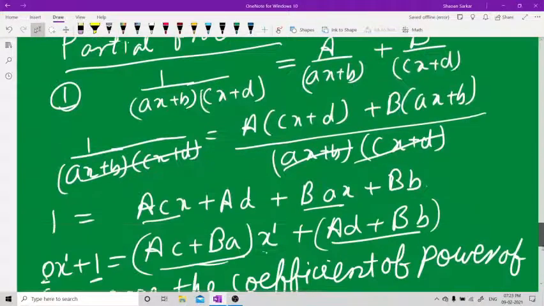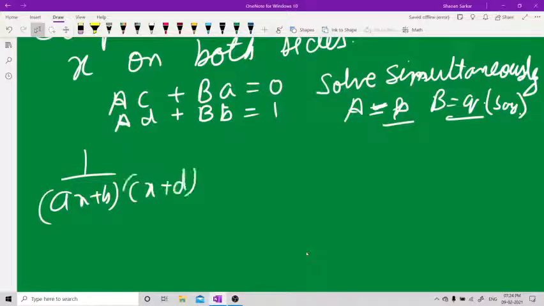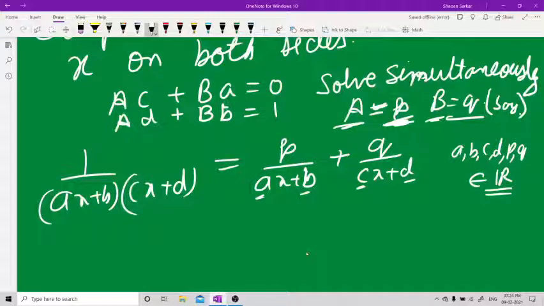Say the value has come as P and Q, because I have not put any values. So 1 upon (ax plus b)(cx plus d) has now become P upon ax plus b plus Q upon cx plus d, where small a, b, c, d, P, Q are numbers, all belonging to real numbers, and capital A and capital B are unknowns, like x and y, like you did in x and y. Now the next type.